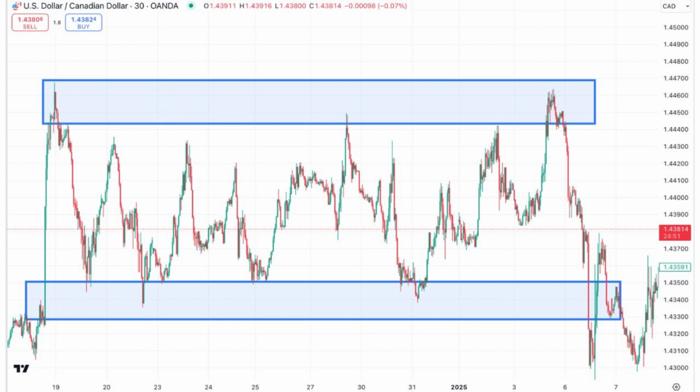So if you look at this chart of the loonie, the Canadian dollar, here you see support and resistance zones, and then you see the price break down below the support zone. But you see that the mean reversion conditions continued for quite a few weeks before this happened.